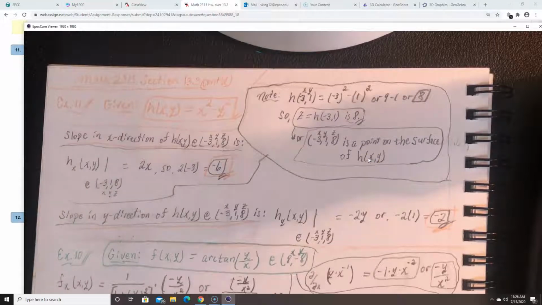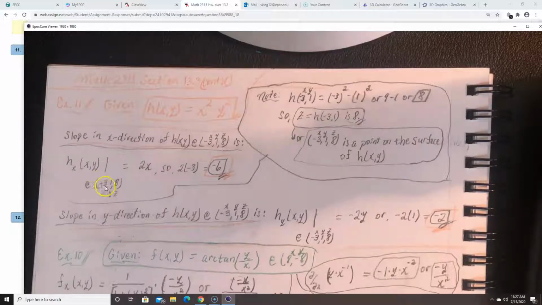And then they're going to ask us, just like we've done on the previous problem, find the slope in the x direction and the y direction. So the slope in the x direction of h of x, y at the point negative 3, 1, 8 is, well, first take the derivative. Well, I wrote it this way. Here's more notation. H, partial derivative of h with respect to x. This is saying that h is a two-variable function of x and y. At, find the slope where? At the point negative 3, comma 1, comma 8.